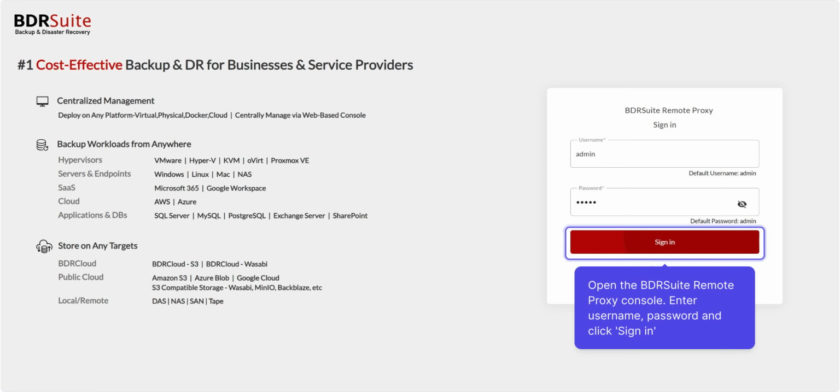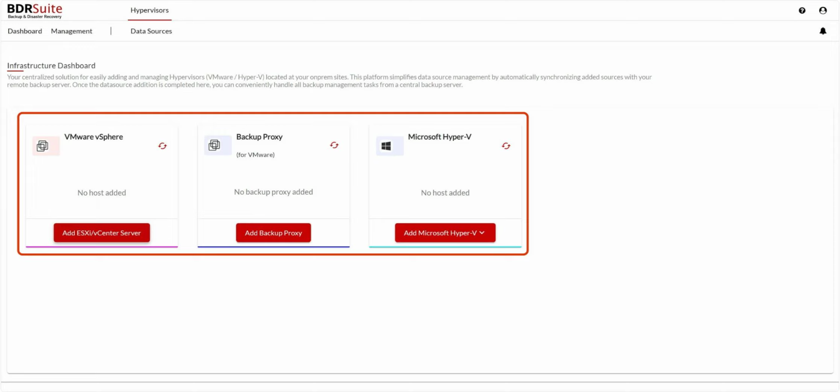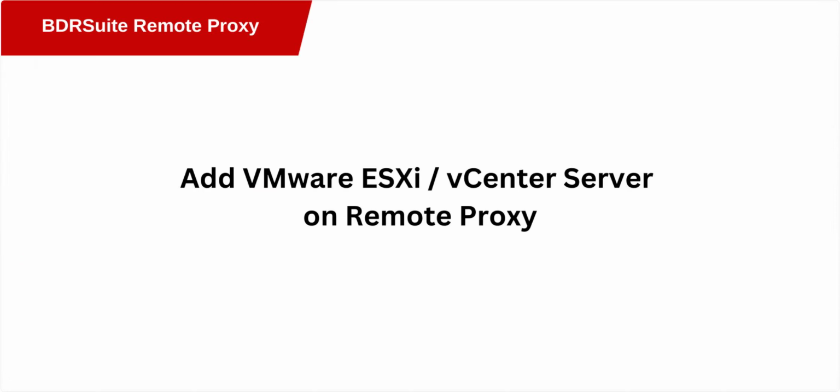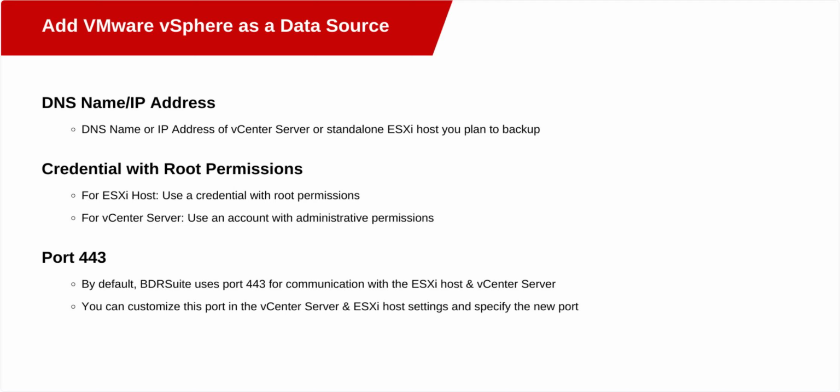Let us now look into how to add and manage remote hypervisor hosts on the Remote Proxy. Open the BDRSuite Remote Proxy console. Enter the username, password, and click Sign In. You'll land on the dashboard page. First, let me show you how to add VMware ESXi and vCenter server. To add VMware host, you'll need the DNS name or IP address of the vCenter server or standalone ESXi host you want to back up.